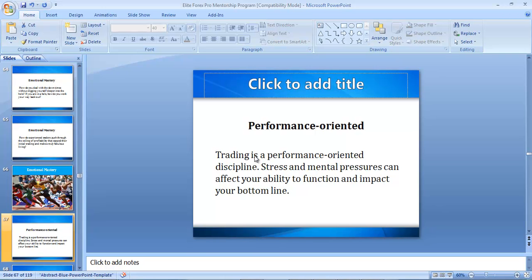stress and mental pressure can affect your ability to function and impact your bottom line. So remember, please do not go in a trade while you are stressed. Do not go in a trade while you are stressed. And do not try to say that I'm making that money back. It doesn't work with Forex. Nobody can make that money back. If it's gone, it's gone.